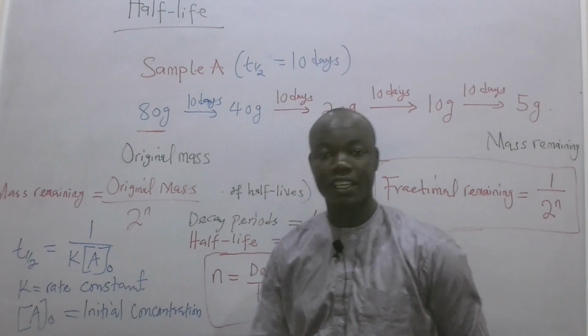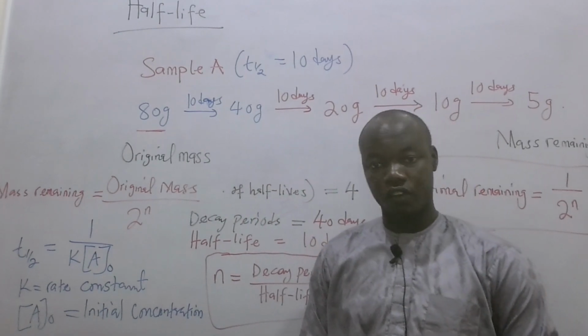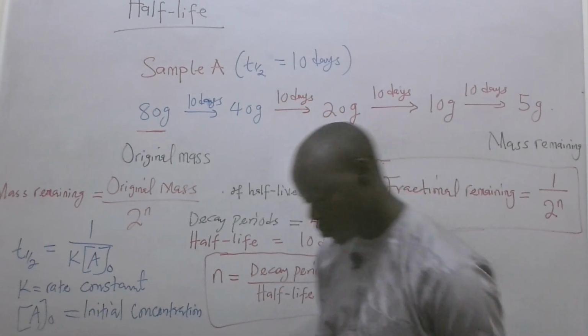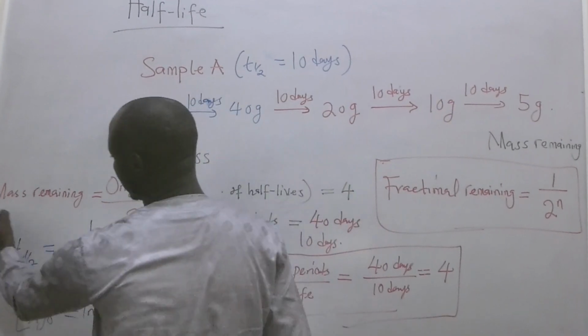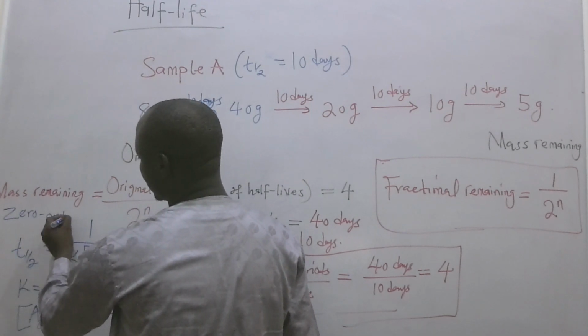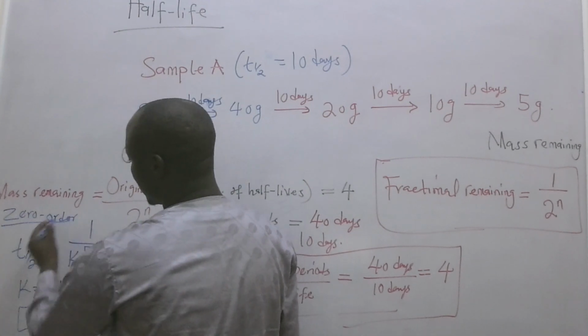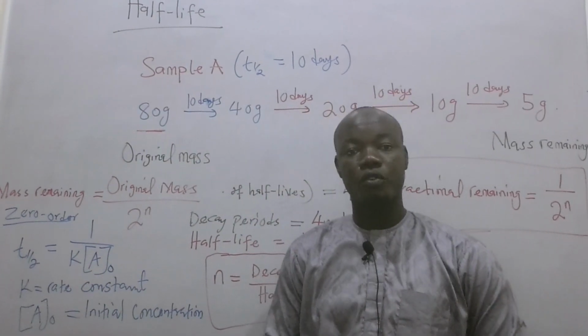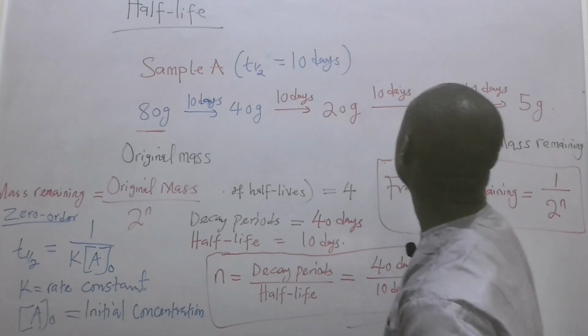So we have this as the initial concentration. After this, this is a formula that is used in calculating zero order reaction, a formula for calculating the half-life of a zero order reaction. We also have a formula for calculating first order reaction.